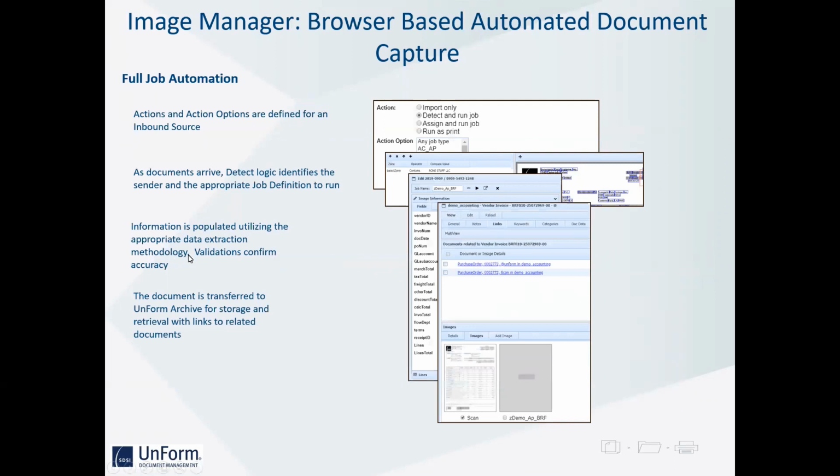Once that's done and it passes validation, it's going to push the document into the UnForm archive for storage, and it's going to link it to related documents. At this point, it could also push it into a doc flow from here.